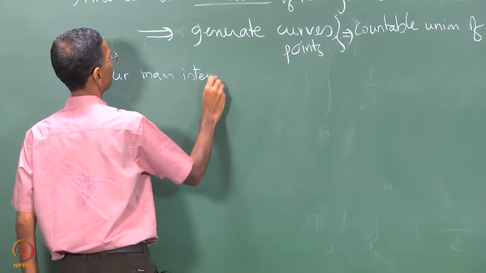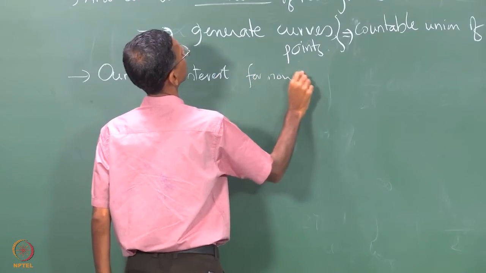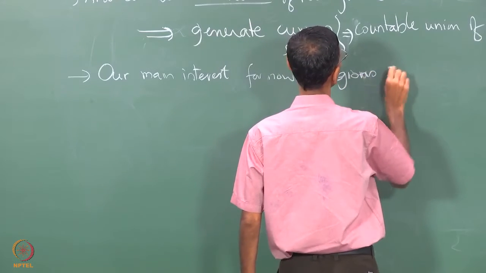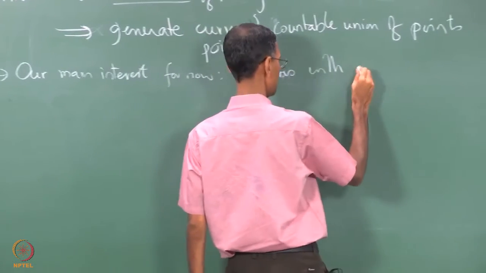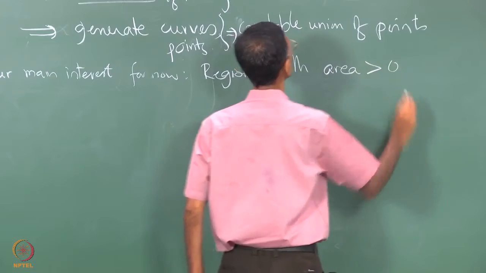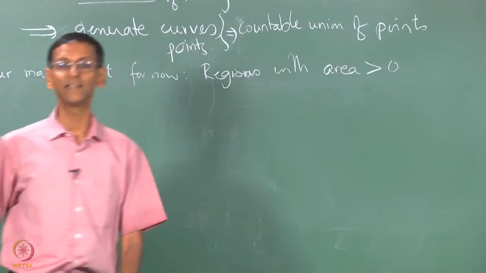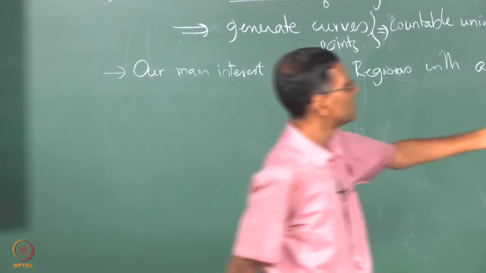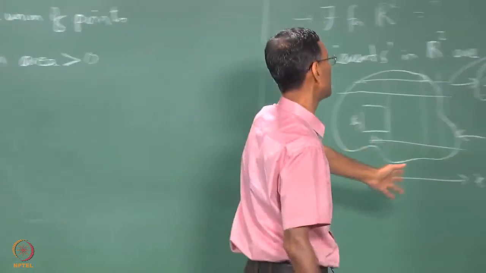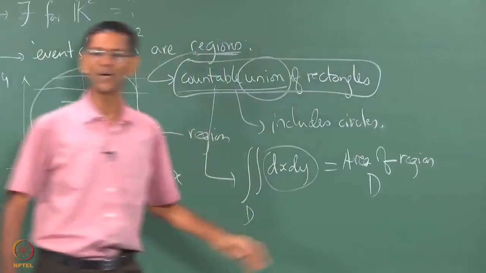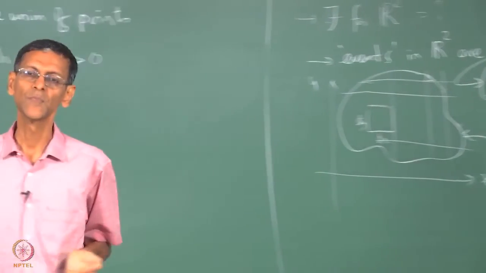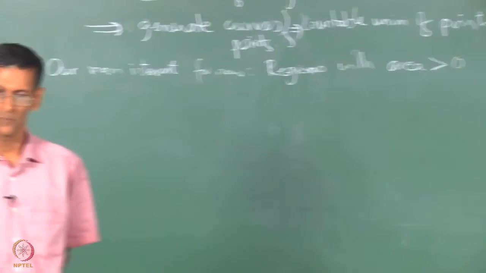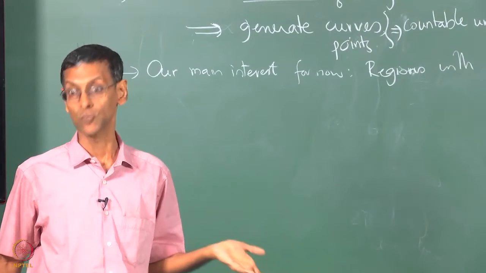Not curves. This is regions, with area greater than 0, not equal to 0. How do you distinguish a curve and a region? A curve has what? Area equal to 0. If I do this type of a double integral, if I write it in the limiting sense for a curve, it will collapse to 0. So we are right now interested only in regions having area that could be infinity, but it's not 0.